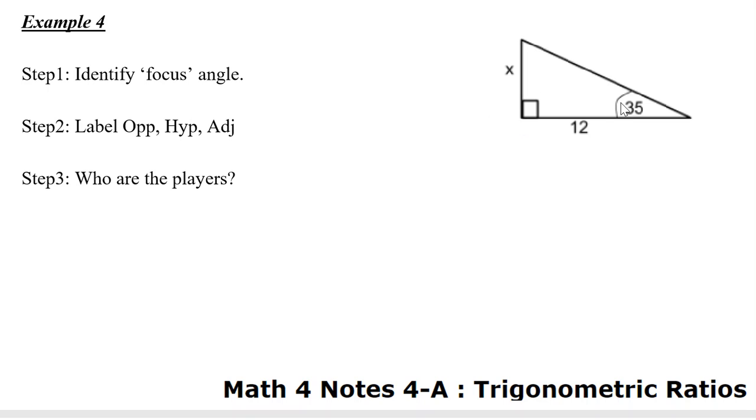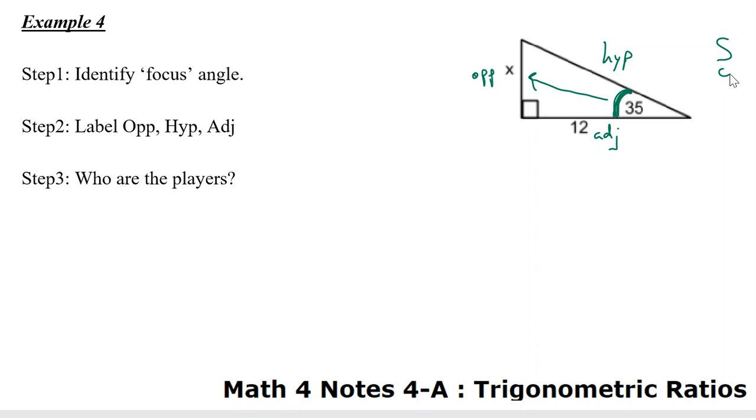Now, first of all, you've got to identify what angle you're focusing on. It's never the 90. Never ever make it the 90 degree angle. And of these two angles, this is the only one with any kind of business in it. So he's going to be where I focus. I'm going to focus on the 35. Now, from the perspective of the 35, this is my opposite. There's the right angle, so this is my hypotenuse. And that means that 12 gets to be the adjacent.